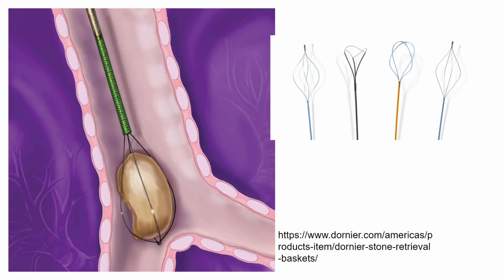Now, in the present day situation, we make use of a similar instrument, not a tuft of hair, the Dormia basket, to remove the stones in the ureter. Now, the Dormia basket has a similar network of fibers, these wires at the tip, and the only thing is it can be regulated. It can be either pulled out, closed, or open.